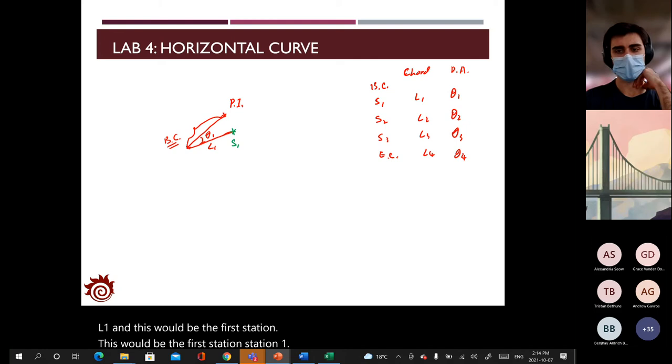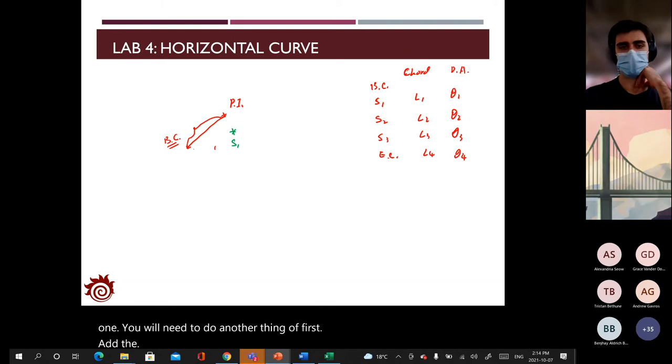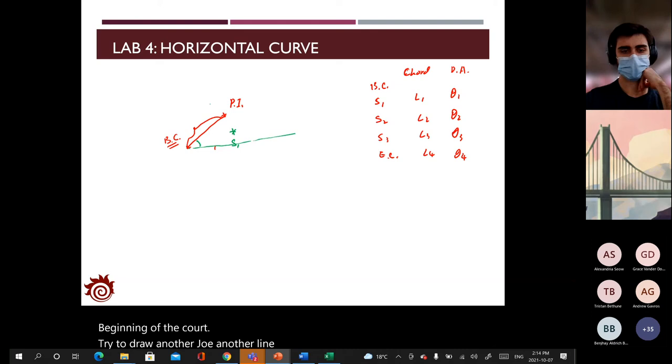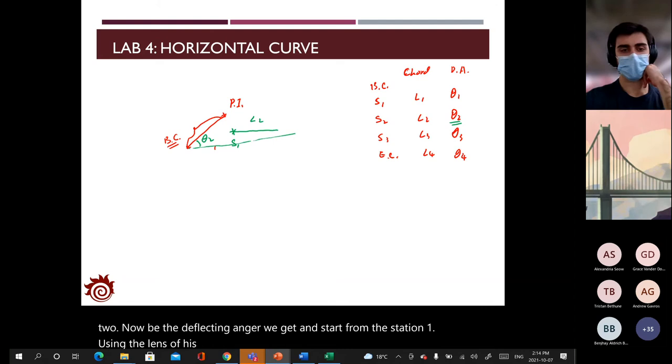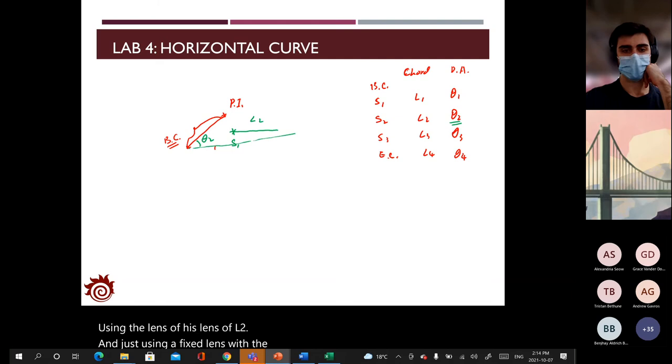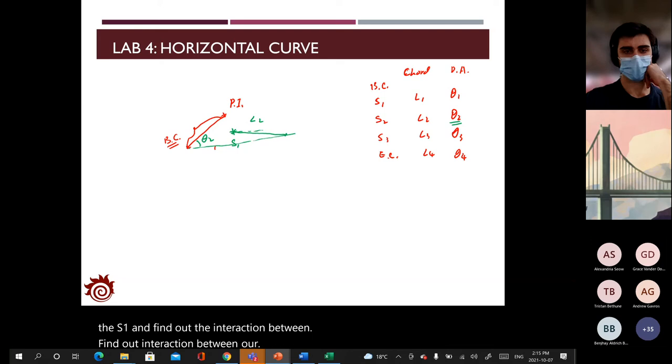Once you have identified station one, put in the stake at station one and go to the next one. Start from station one, and you will need to do another thing. First, at the beginning of the chord, try to draw another straight line with the angle of theta 2. That will be the deflection angle we get. And start from station 1 using the length of L2, just using the fixed length with the distance we get. You can rotate it around S1 and find out the intersection between the line you get and the direction starting from BC.